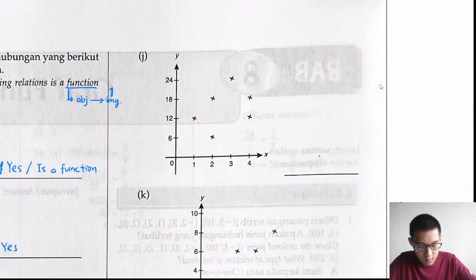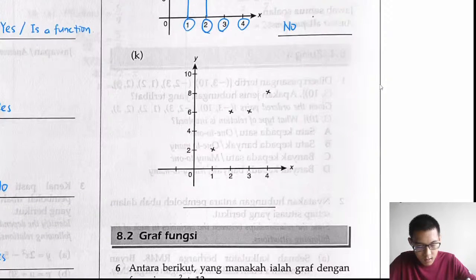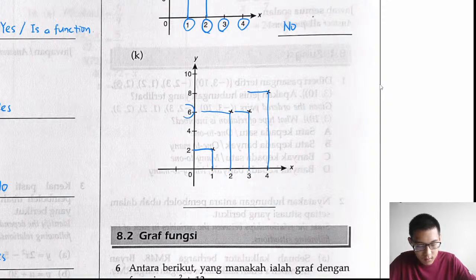So this one, let's say 1, 2, 3, 4 are in the domain. 1 has one image, but 2 has two answers here, so it's no already. Okay, don't look anymore. From 1 to 2, yes, 2 has one image, 3 also has one image, 4 has one image, and 6 is shared by two objects. Although one image is shared with two objects, every object pairs with only one image, so this is yes.